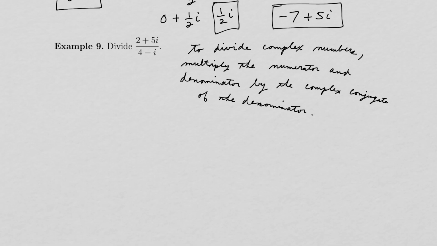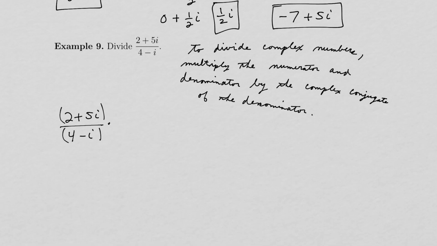And why am I able to do this? Because I'm really just multiplying by a factor of 1, right? I'm not changing it, I'm just rewriting it. So here, we'll see how this works by example. I start with 2 plus 5i divided by 4 minus i, and I'll put these in parentheses. I want to multiply the numerator and denominator by the complex conjugate of the denominator.